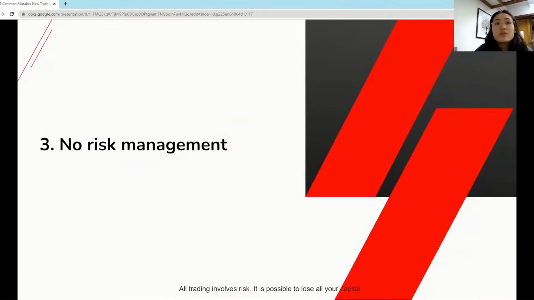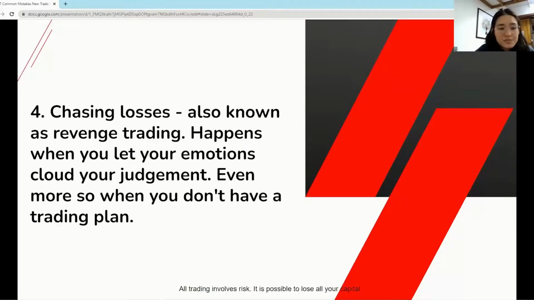Okay, here we have no risk management. This is our third common mistake that new traders make, and I'm combining this with our fourth mistake, which is chasing losses. Chasing losses is also known as revenge trading, which happens when you let your emotions cloud your judgment. So this ties nicely with our first point about having a trading plan, and also risk management, that I'm going to talk about now.